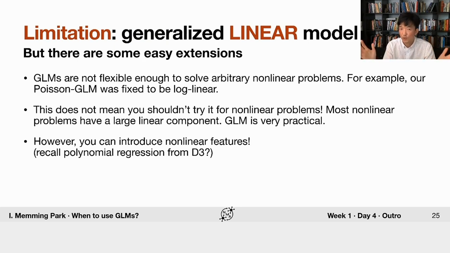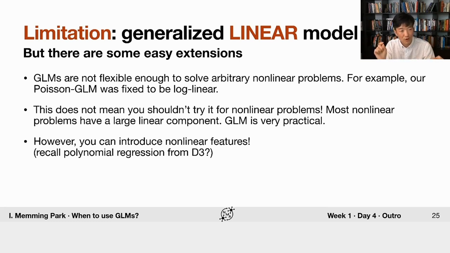Another limitation of GLM is that GLM is a generalized linear model. So it's mostly linear, which makes it easy and very interpretable. But at the same time, it might not be able to solve arbitrary nonlinear problems, right? The Poisson GLM has an exponential nonlinearity, but it's a fixed nonlinearity. If the relationship is not exponential, let's say it was some complicated function, it might not be perfect. But this should not discourage you from using GLMs for nonlinear problems that are clearly not GLM-like.